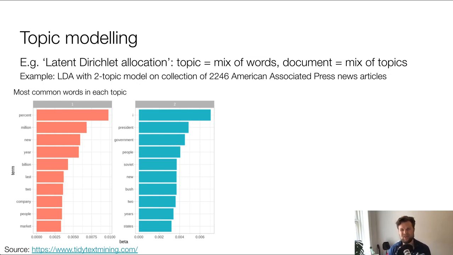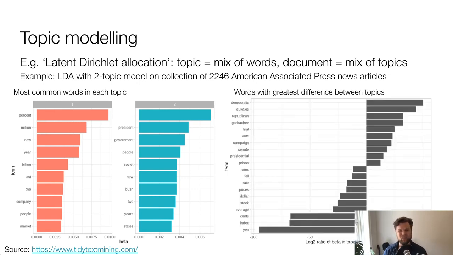You can also then ask the algorithm, okay, so what were the words that have the greatest probability of being in one topic but not the other? And there you can see, for example, that democratic is much more likely to be in one than the other, and yen is much more likely to be in one than the other, again suggesting that our algorithm here has automatically uncovered something about the difference between talking about politics and talking about economy in these news articles.